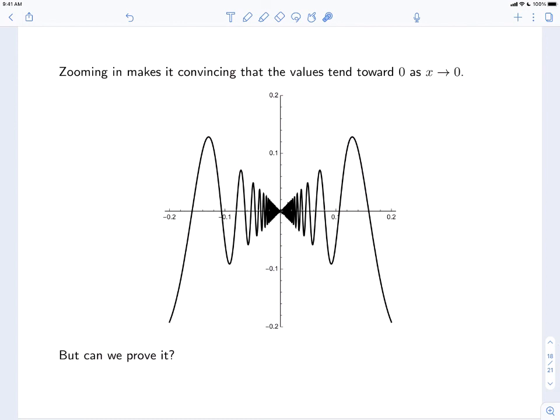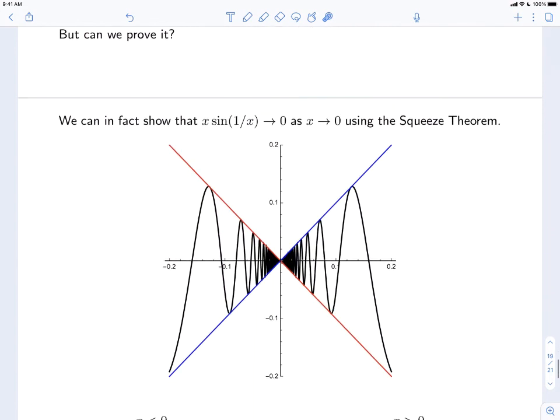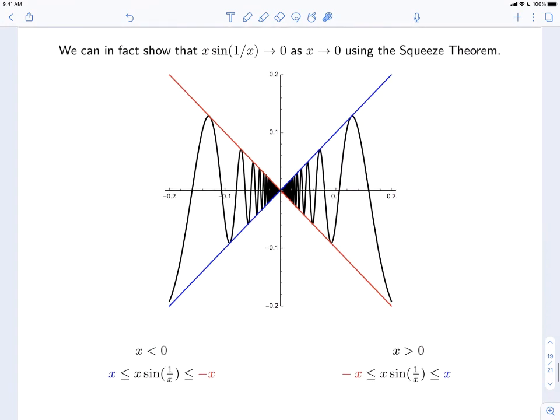Zooming in makes it convincing that the values do tend towards 0. There's a lot of oscillating, but it seems to be narrowing in on 0. Well, it seems to be. Can we prove it? And yes, we can. We can, in fact, show that x times sine of 1 over x goes to 0 as x goes to 0 using the squeeze theorem.